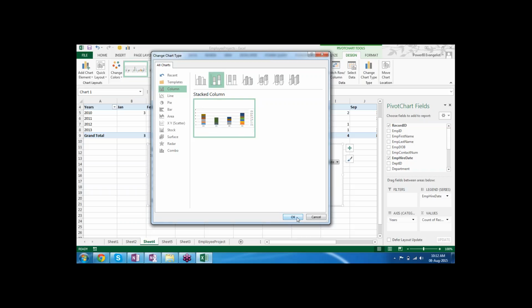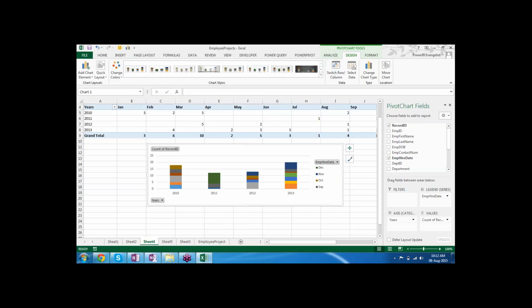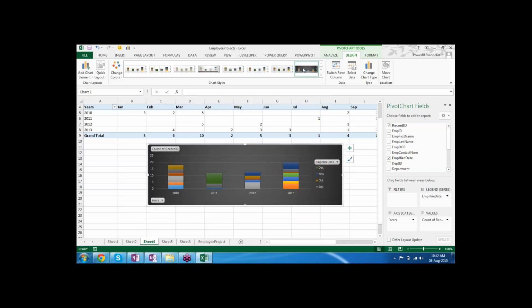The moment you click on stacked column and say OK, you will see that automatically your chart has been converted, and you can see all the bars one above another. This is what we wanted to show you. This is just an example.